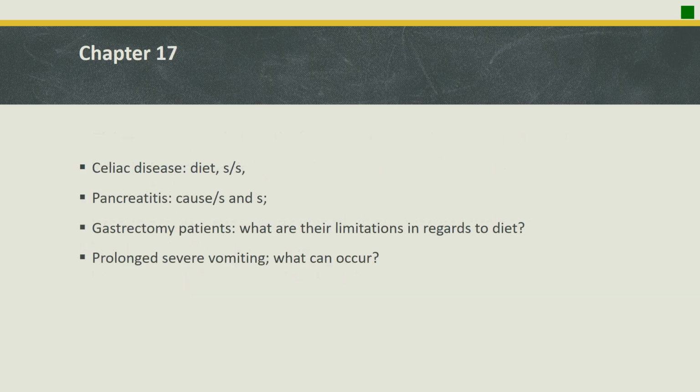All right, chapter 17. I think the rest of the chapters are pretty much self-sufficient. If you have celiac disease, what kind of diet do you need to be on? What type of signs and symptoms would you see? Same thing with pancreatitis. With a gastrectomy patient, they have limitations on their diet. What can happen if they eat too much or they eat a lot of carbs? Just kind of think about that.